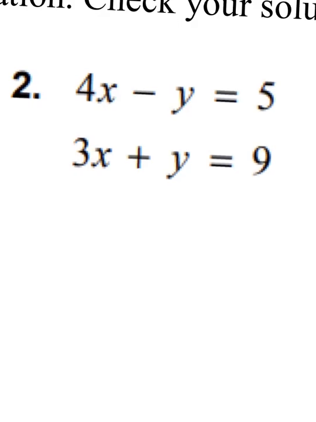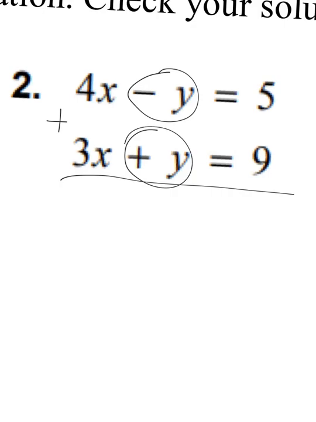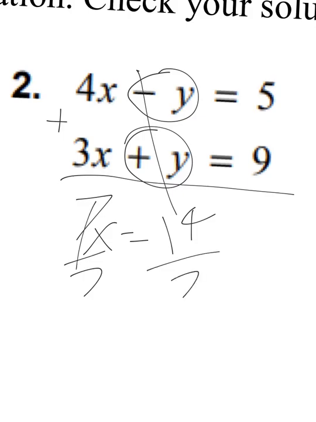Here, I'm going to add the two equations. Well, first I'm going to check to see what variable I can eliminate, if I can. And I see a negative y and a positive y, so I can eliminate those right off the bat. So that's going to be 7x equals 5 plus 9 is 14. So divide by 7 and you get 2.